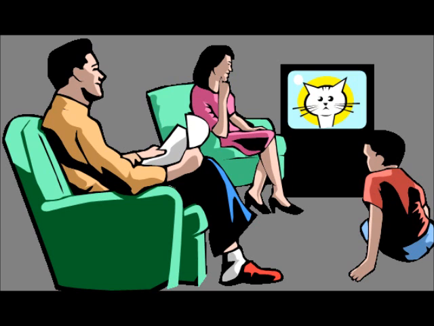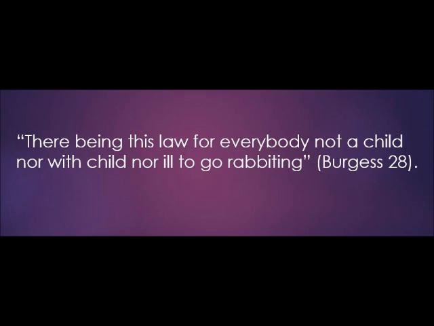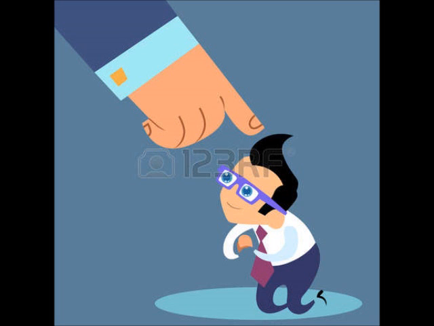Things that could not be controlled became laws that everyone had to abide by, such as there being this law for everybody, not a child, nor with child, nor ill, to go rabbiting. This law meant that no matter if you had a child, if you were ill, or if you had urgent work, every citizen must go to work at their assigned workplace without excuse.